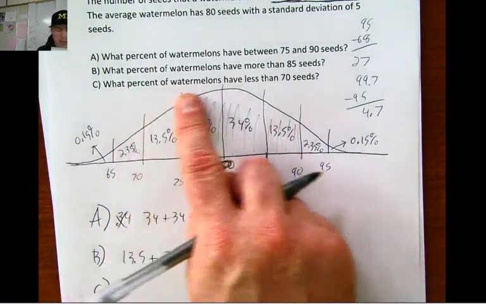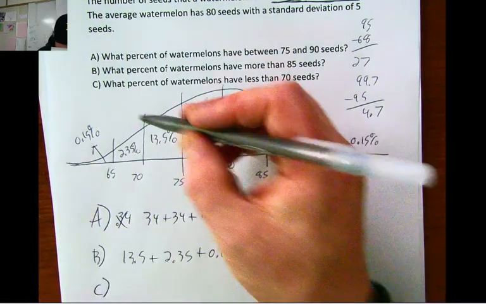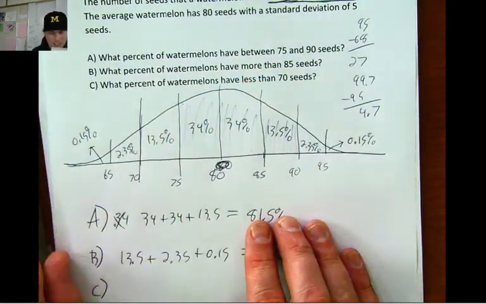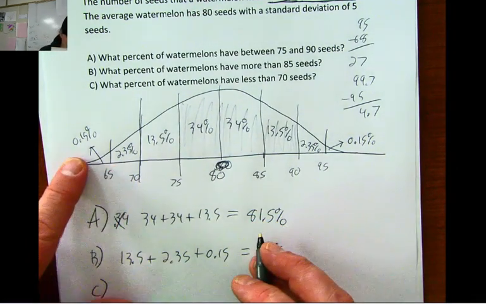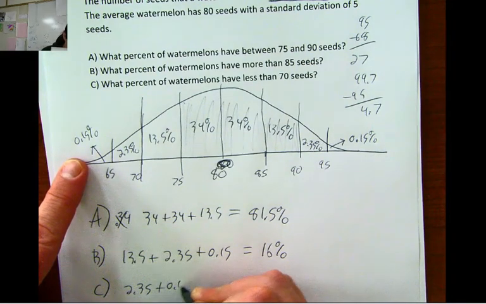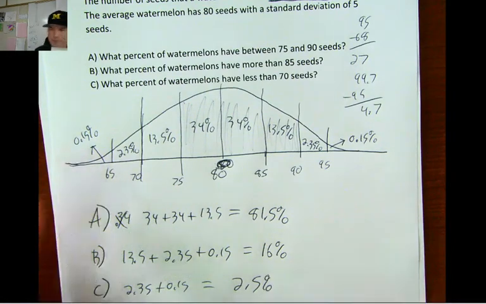What percent of watermelons have less than 70? Well, you locate 70 here, and here's 70. And then anything less than 70 seeds, that would be 2.35 plus 0.15, which gives me 2.5%. All right, and that's it.